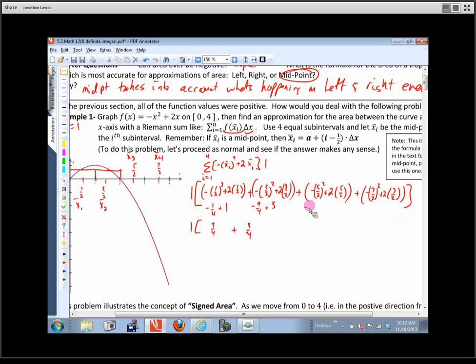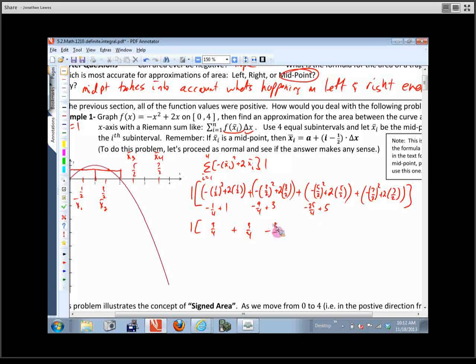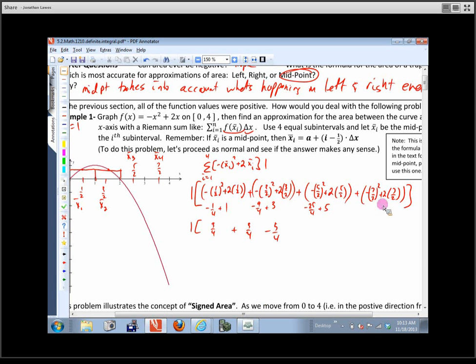Okay, so let's see, negative 25 fourths plus 5. In fourths, that's going to be 20 fourths. So I've got negative 25 fourths plus 20 fourths. So this is going to be negative 5 fourths. Is that okay? And then this one right here, this is going to be negative 49 fourths, plus 7. So in fourths, that's going to be 28 fourths. Am I right? So negative 49 fourths plus 28 fourths, that's going to be negative 21 fourths.